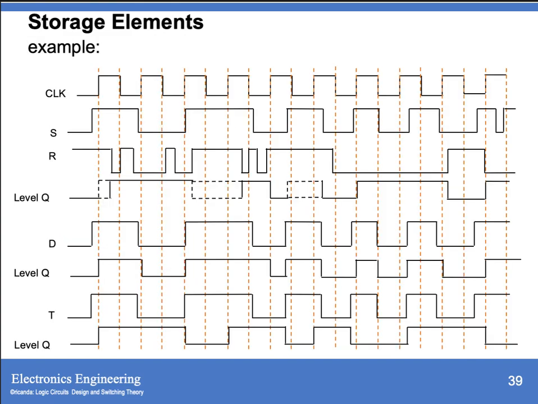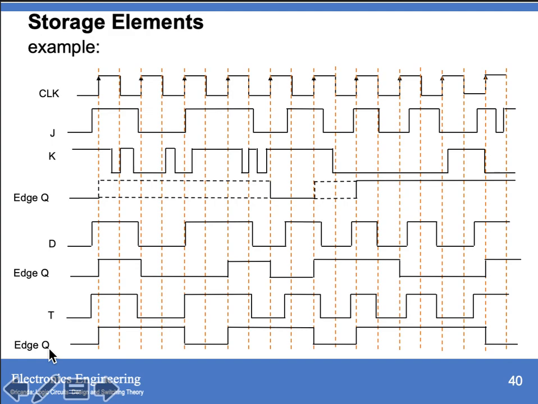So this is an example how to determine your output Q. So this is your input R and S, and this will be your output if your R and S is a level triggered latch. And for D, this is your input for D. Then we have an output Q if we consider that we have a level D. And T, this is your T, and we have an output of your T if we consider that one as a level T.